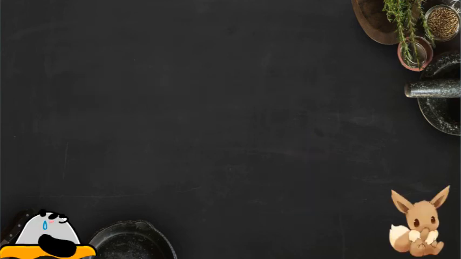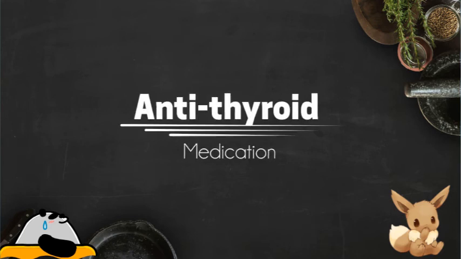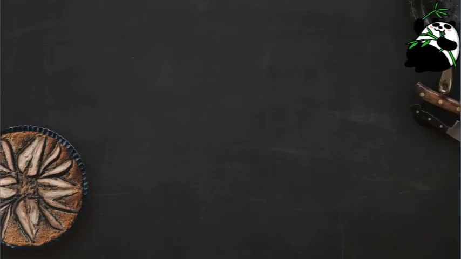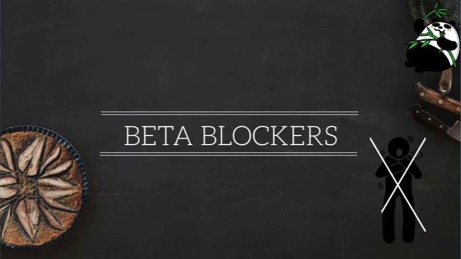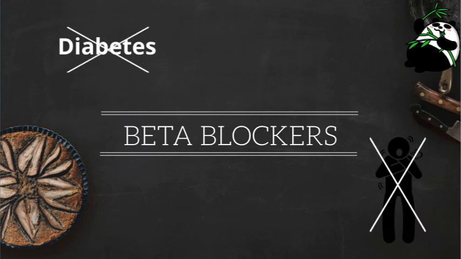The second one would be anti-thyroid medications. These medications will interfere with the thyroid's use of iodine to produce hormones, and the side effects are rash, joint pain, and liver failure, and they have limited use in pregnant women. The third one will be beta blockers, and they will block the effect of hormones on your body. The side effect, however, is that you cannot use them on people who have asthma or diabetes.